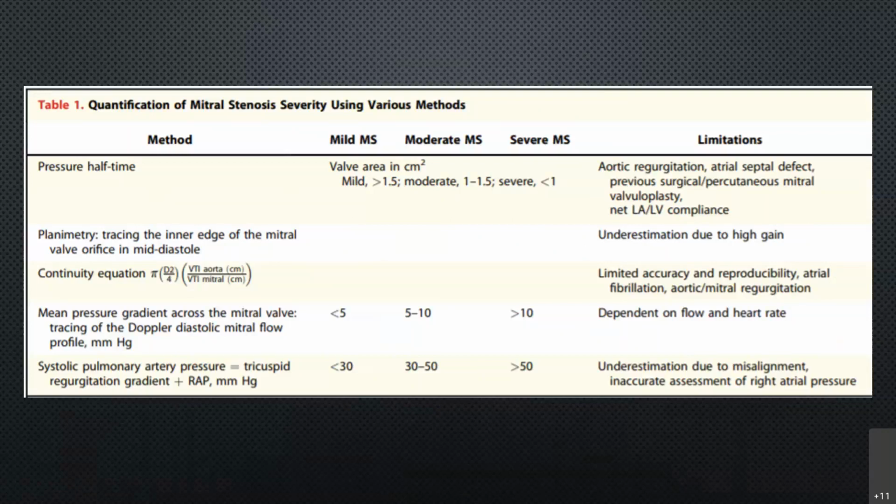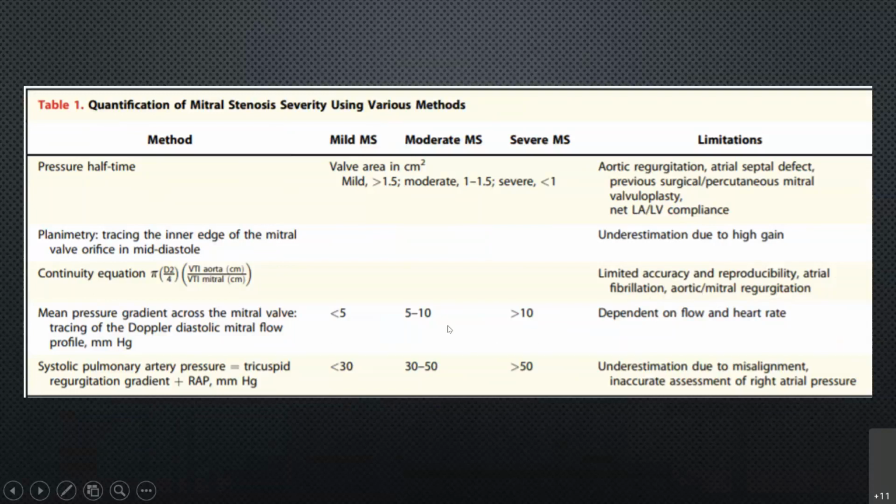And it has to be multiplanar. If you do it directly from like an on-pause 3D of the mitral valve, that's not going to work. You will overestimate the severity because of all the shadowing around it. The valve will look smaller than it truly is. And again, you might not get the right plane, so you will be underestimating it. So always multiplanar reconstruction is the answer to that. Continuity equation can be done. But again, limitations include AFib and regurgitant jets.